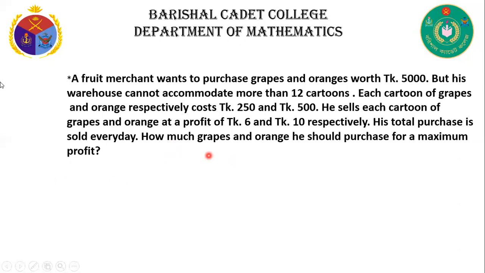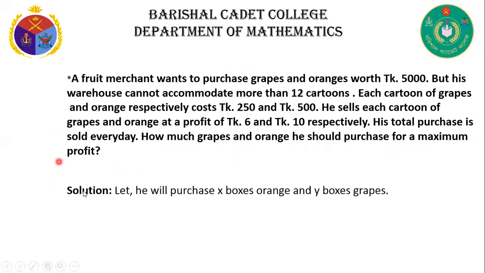Now first, study the given situation to find the key decision and the deciding variables. Here, how much grapes and orange he should purchase for maximum profit. That's why, solution: let him purchase X boxes of orange and Y boxes of grapes. Here X and Y are the decision variables for this. Here X boxes of orange and Y boxes of grapes.